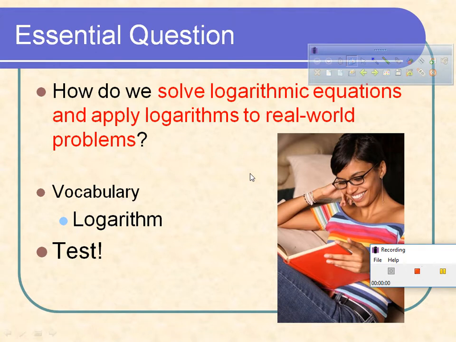All right, guys, your essential question for today is how do we solve logarithmic equations and apply logarithms to real world problems? And so remember, this is not going to be on your quiz, but it will be on your test later.